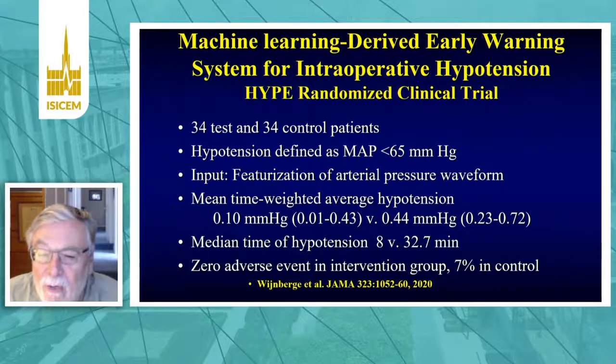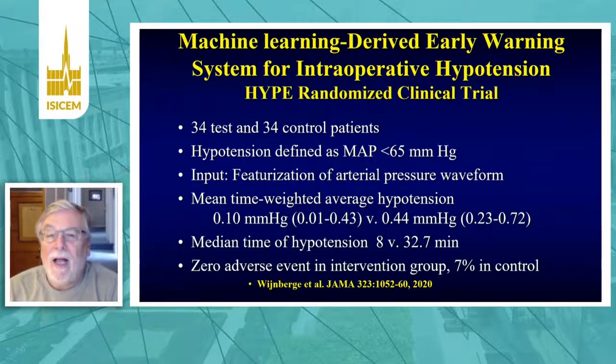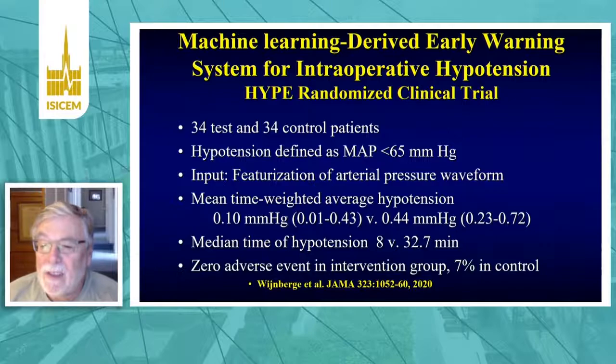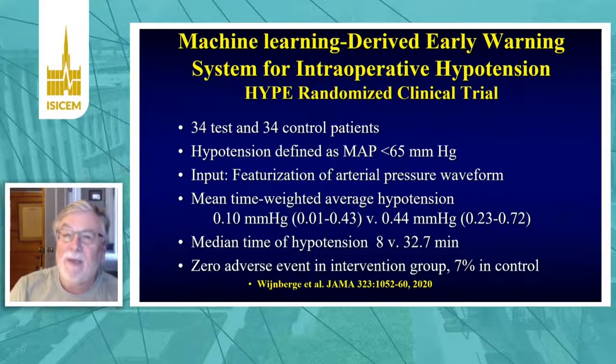As you probably know, the group from the Netherlands, using my algorithm for predicting hypotension, studied the use of this algorithm that is owned by Edwards Lifesciences now and tested it in 34 patients. Their algorithm says the patient is going to become hypotensive, meaning a mean arterial pressure less than 65, really soon. And so this is perfect if you're in the operating room and you're an anesthesiologist. Using this, they were able to markedly decrease the median time of hypotension from 32 minutes to 7 minutes, and they had no adverse events because of it.